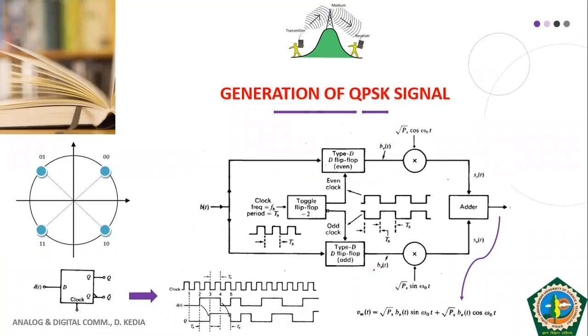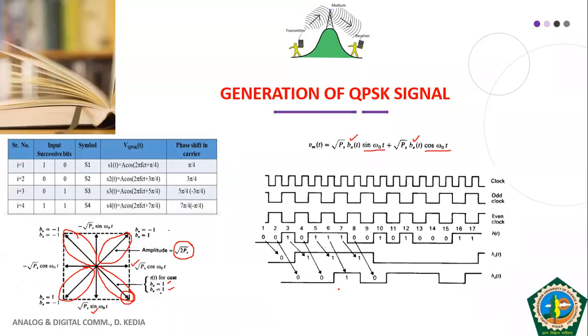Here, the clocks that we provide, your even and odd clock, are offset. It means your even numbered stream and your odd numbered stream are offset with respect to each other. It means your even bit and odd bit are not allowed to change simultaneously. This is what I want to say here. Indirectly, what I want to say here, look at the table.